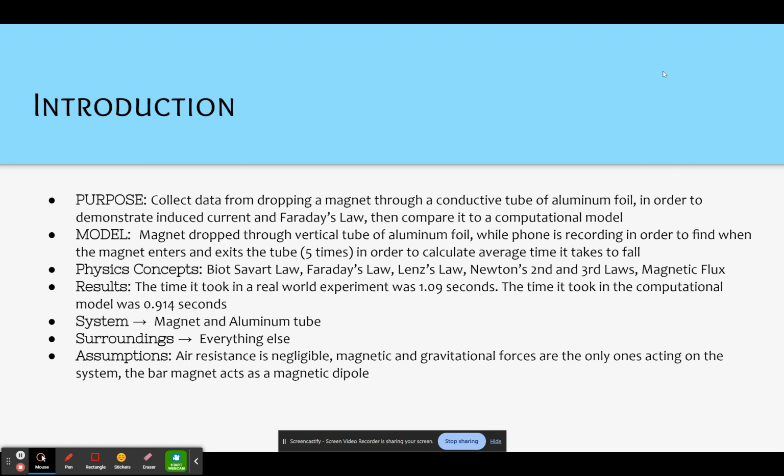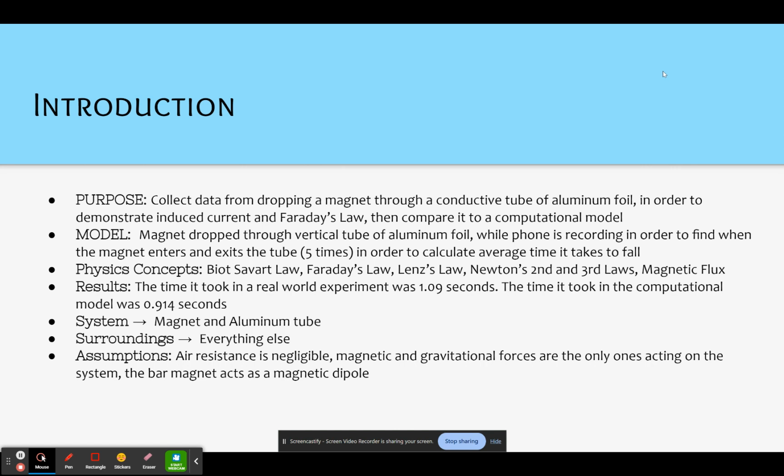The physics concepts used were the Biot-Savart law, Faraday's law, Lenz's law, Newton's second and third laws, and magnetic flux. Our results were that the time it took in the real world experiment was 1.09 seconds, and the time it took in the computational model was 0.914 seconds, so about a second off.